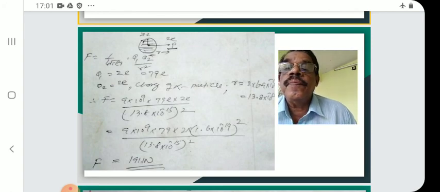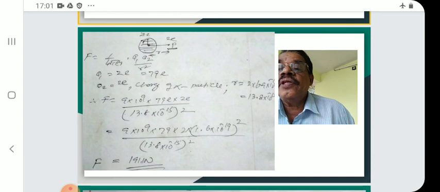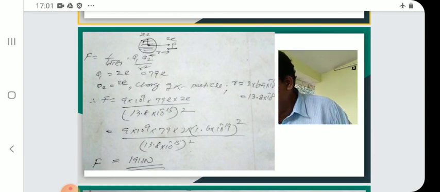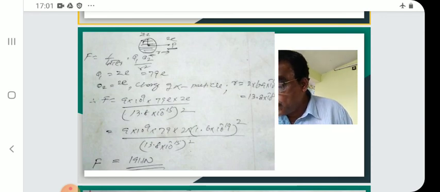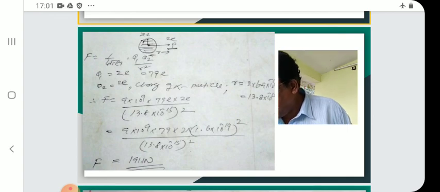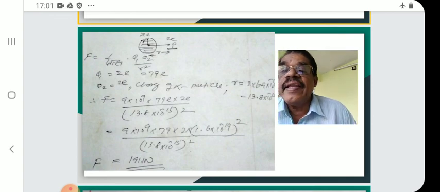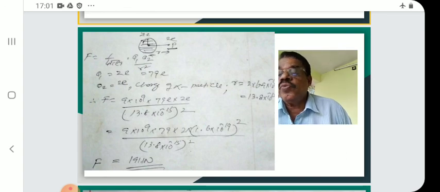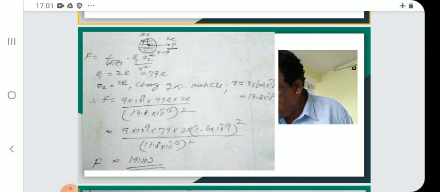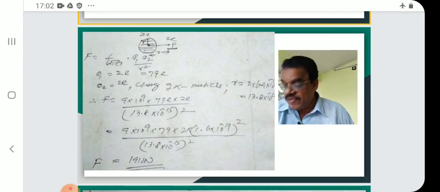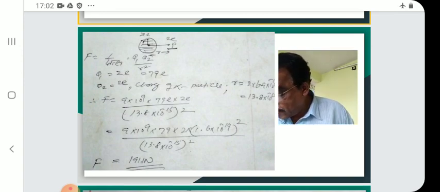The distance is double the distance, that is 6.9 into 10 raised to minus 15 plus 6.9 into 10 raised to minus 15, that is 13.8 into 10 raised to minus 15 meter. All values are put in the equation. That is F is equal to 9 into 10 raised to 9 into 79e into 2e by 13.8 into 10 raised to minus 15, the square. On simplification, we get F is equal to 191.1 Newton. F is 191.1 Newton.